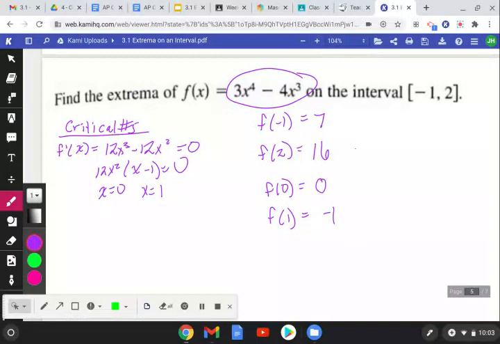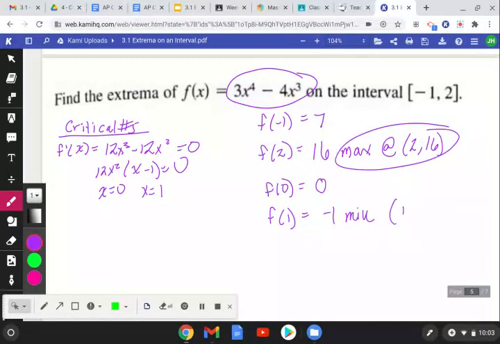So the biggest is here. So we're going to have a maximum here. And we're going to have a minimum here. So we have a max at the ordered pair 2, 16. And we're going to have a minimum at the ordered pair 1, -1. So it's input, comma, output.